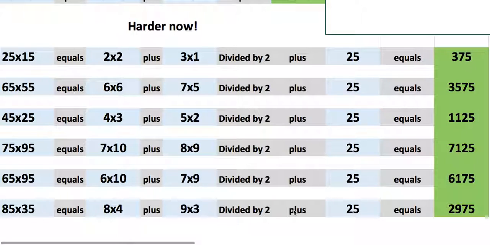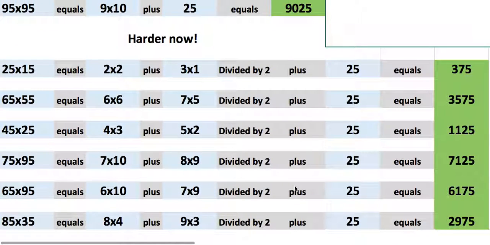Using this method, you can multiply any two numbers that end in 5 in your head, and you can pretend that you're smart to your friends.